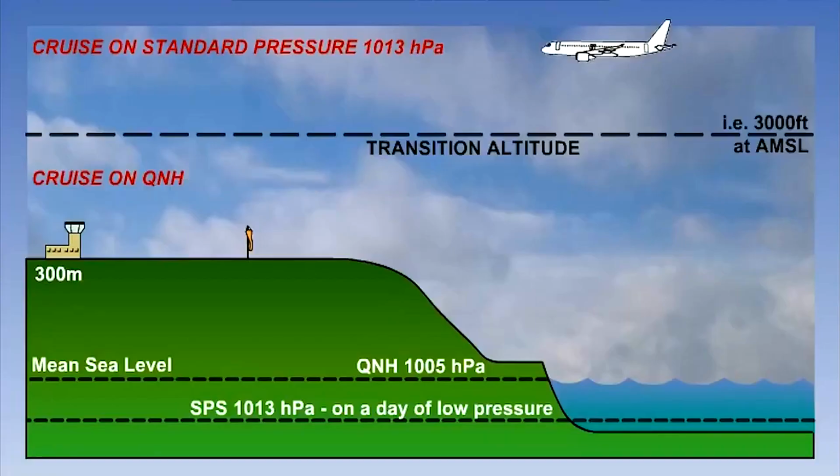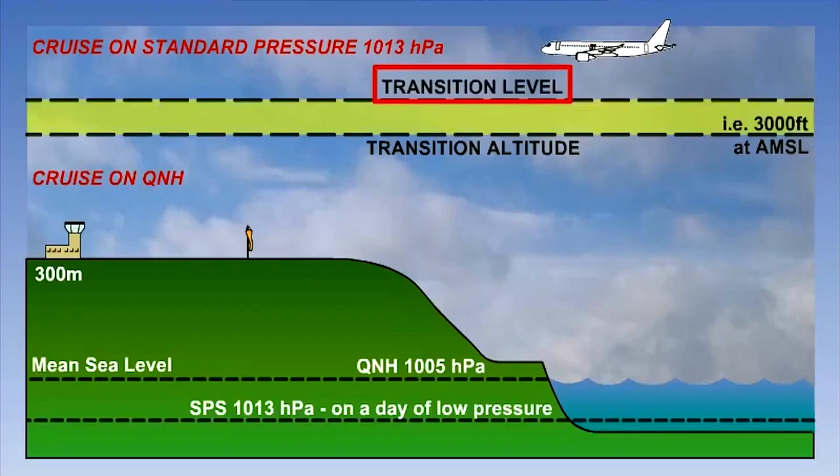When descending to an airfield, there will be a need to reset the altimeter back to QNH. Again, this point is known as the transition level. The transition level is not fixed and varies over time and place. As a result, air traffic will tell us at what level we should change from 1013 to QNH.